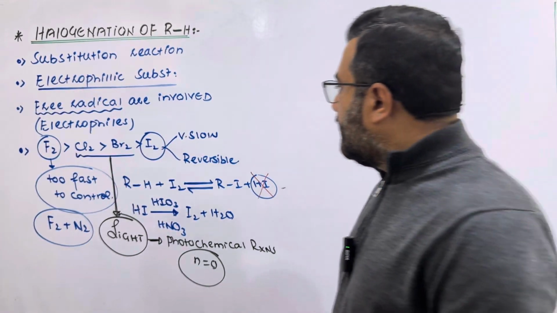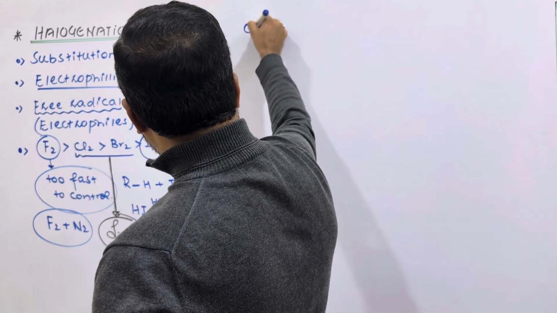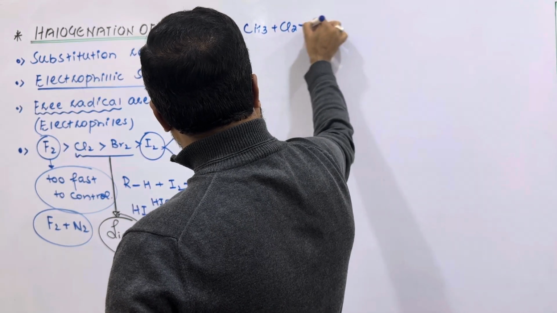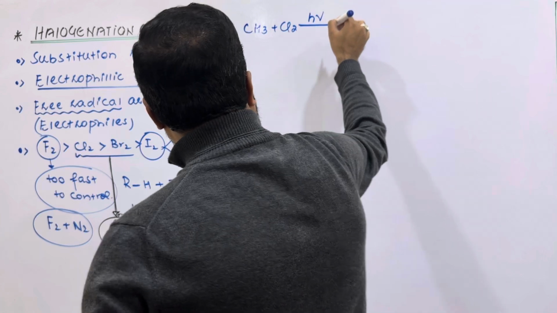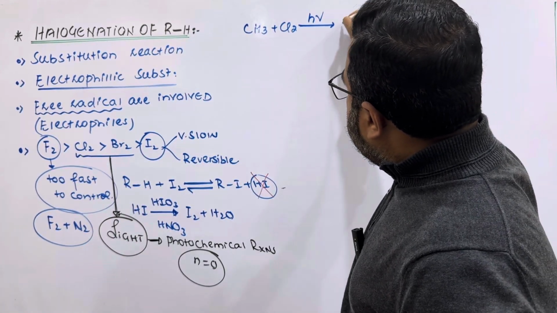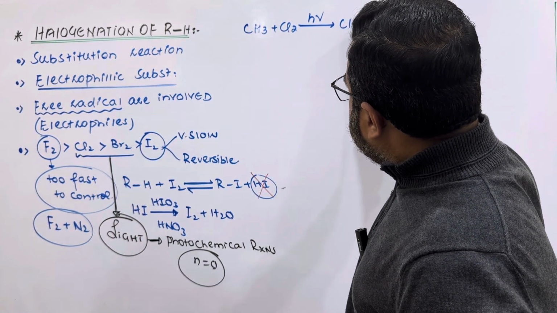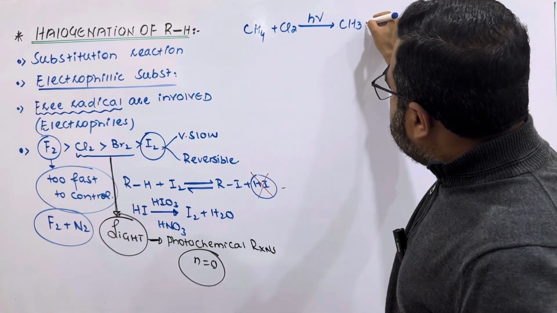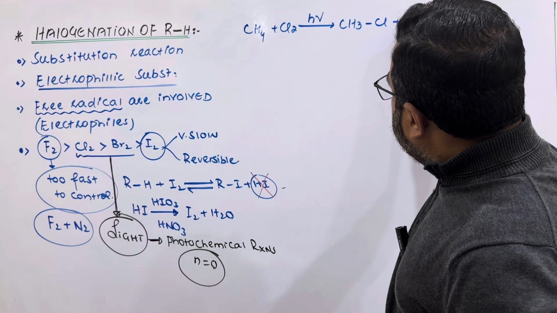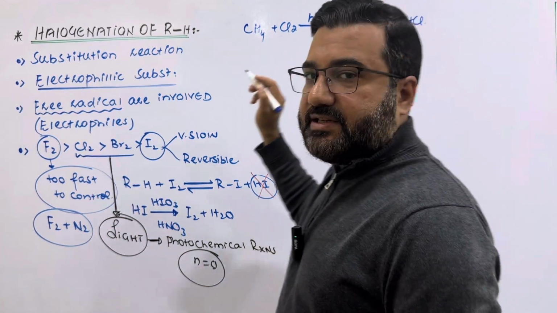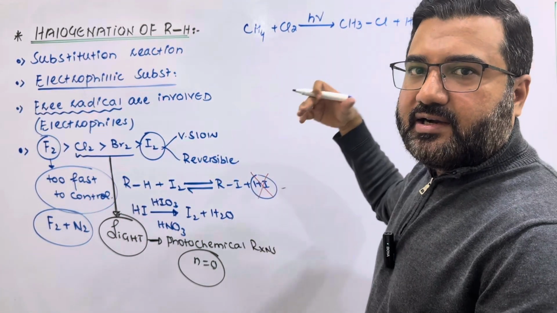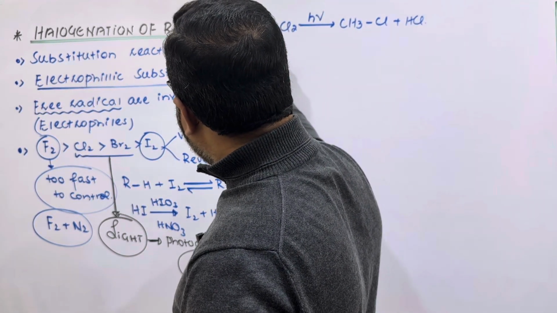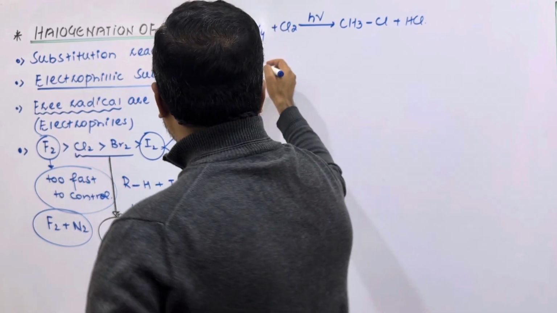Now let us see how chlorine reacts with methane. Methane reacts with chlorine in the presence of sunlight. One hydrogen of CH4, methane, will be replaced, and you will get methyl chloride and HCl. This reaction will not stop, it will keep on going until all the hydrogens of the alkane are replaced by the halogen, if the halogen is present in large amount or excess quantity.